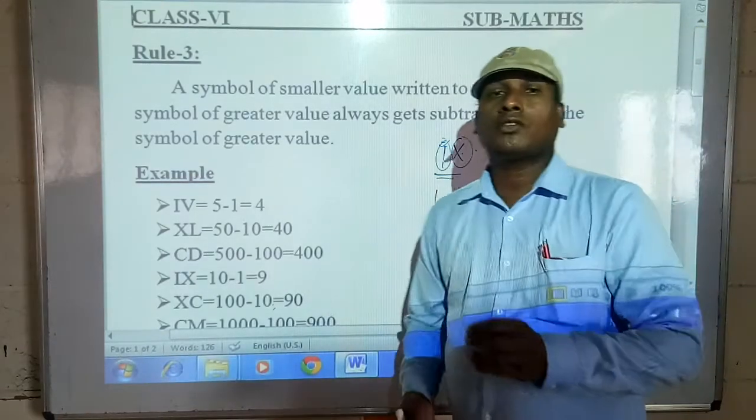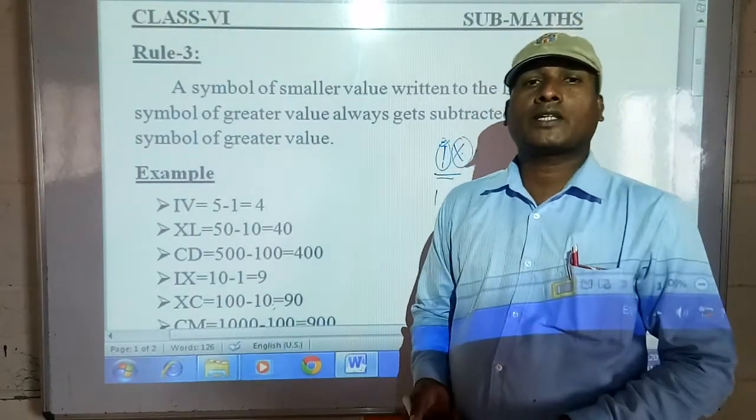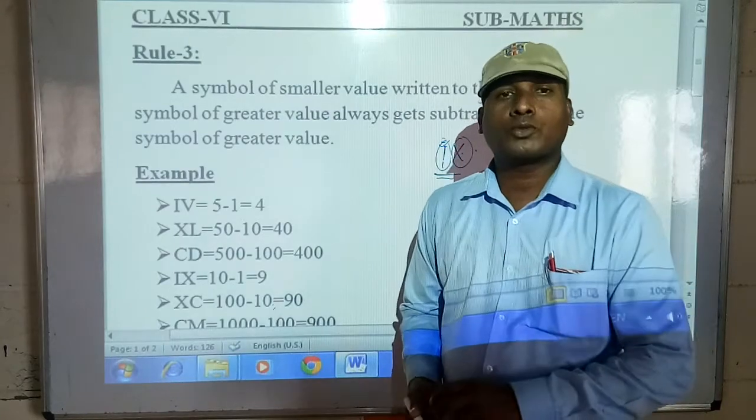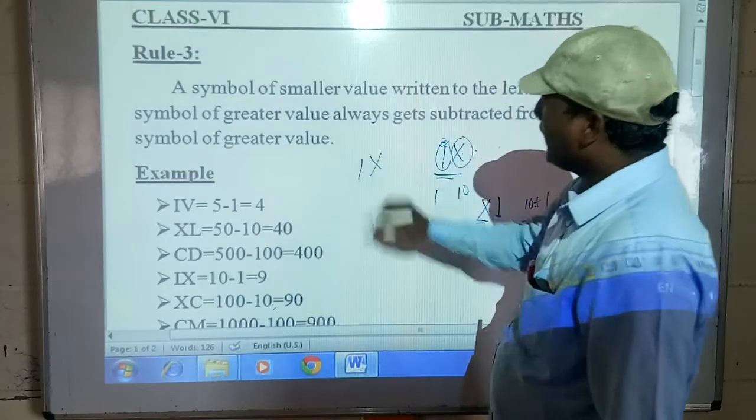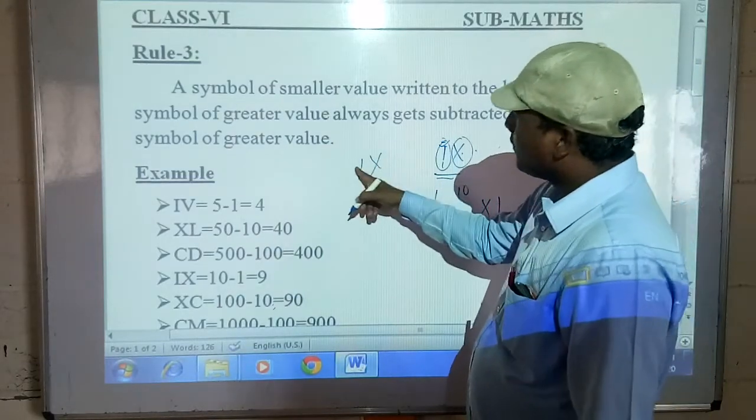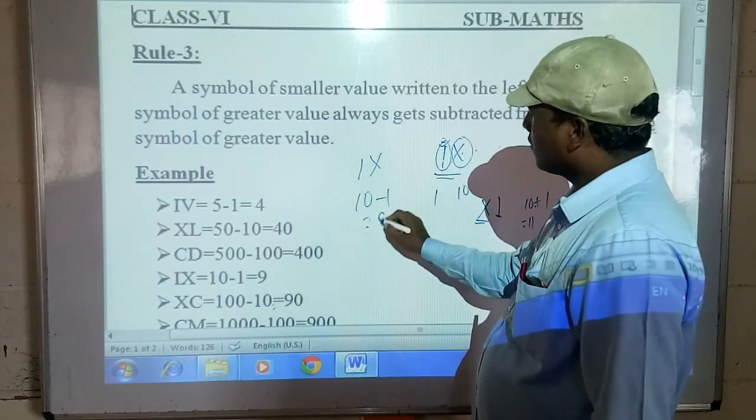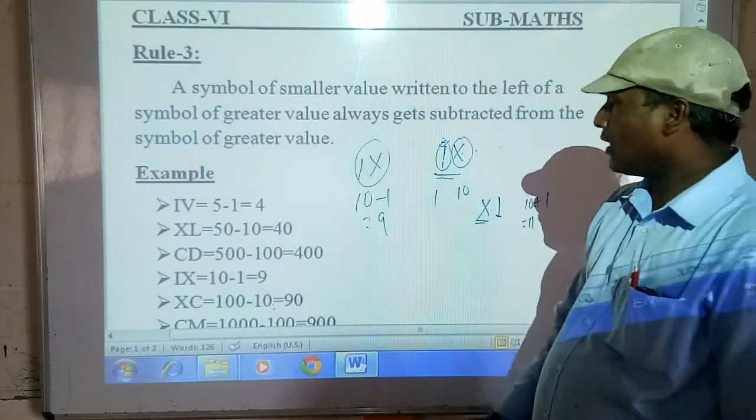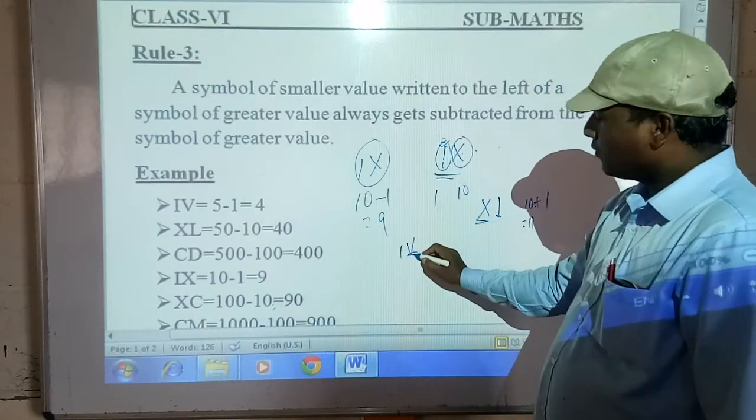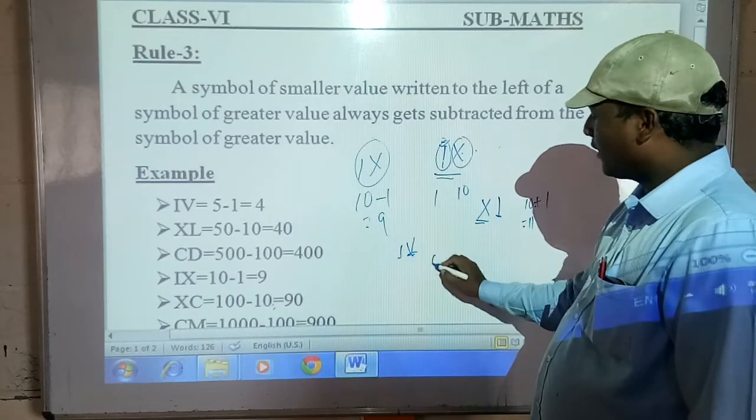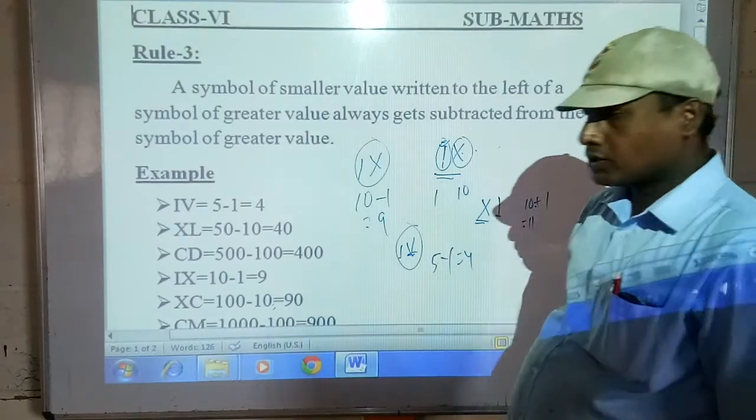If the smaller value is placed at the right of the greater value, you have to add. But if the smaller value is placed at the left side of the greater value, you immediately do the subtraction. So for IX, the greater value is 10, minus 1 is equal to 9. So IX is equal to 9. Similarly, another example: IV. The greater value is 5, the left side is 1, so 5 minus 1 is equal to 4. So IV means 4.